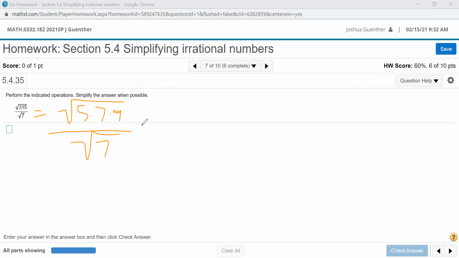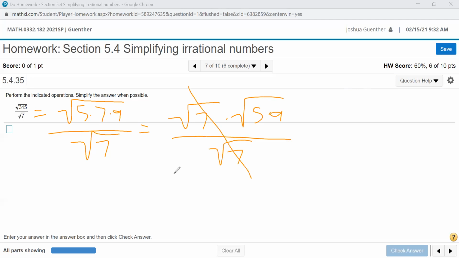The only thing we're going to see is that these 7s could possibly do something. So we're going to take the square root of 7 out of it. The 5 and the 9 don't have anything special. So it's going to be 5 times 9. Now, oh, I just did something stupid.